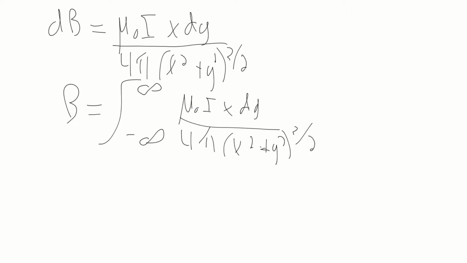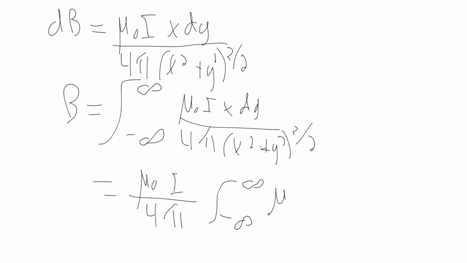You can see there's a bunch of stuff that we can factor out. So it's going to be mu naught I over 4 pi. I'm actually going to leave the x with it. I don't have to. Negative infinity to infinity of just the pieces that are left that are relevant to the variables, which is going to be x dy over x squared plus y squared to the 3 halves.